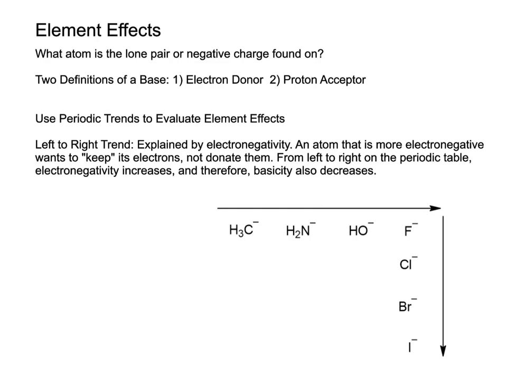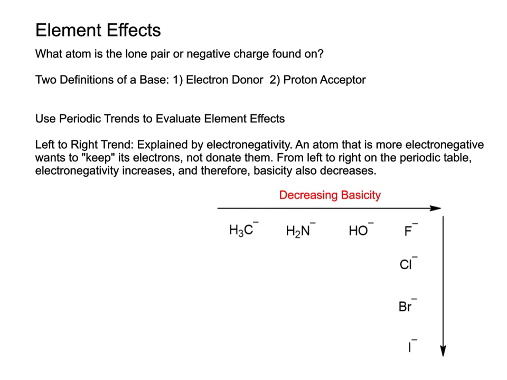First, we need to understand the left to right trend. And the left to right trend is explained by electronegativity. An atom that is more electronegative wants to keep its electrons, not donate them. So from left to right on the periodic table, since electronegativity increases, basicity also must decrease.